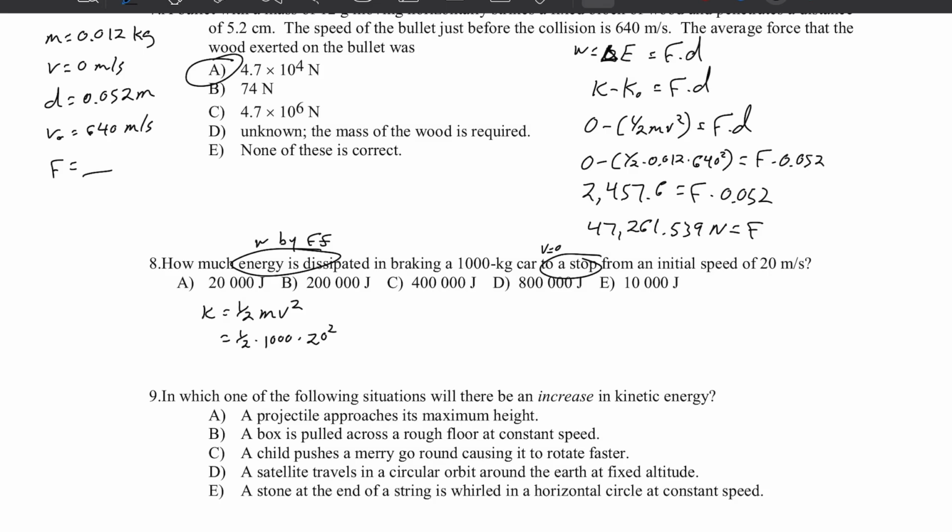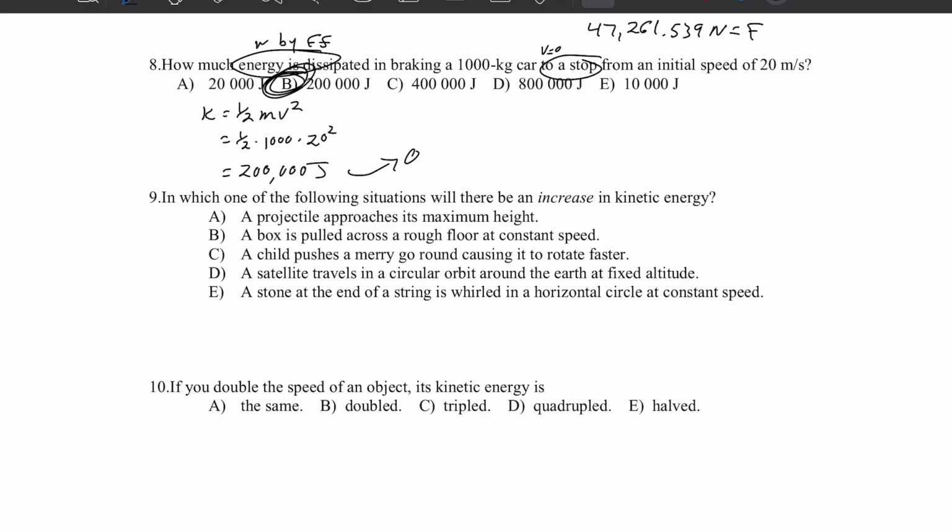So let's find out how much kinetic energy we have, and that's how much is going to be dissipated because it's going to go to 0. 1/2 mv squared, or 1/2 times 1,000 times 20 squared. That's equal to 200,000 joules. And that 200,000 joules is going to 0. So that's how much was dissipated. We dissipated all of it. Answer choice B.